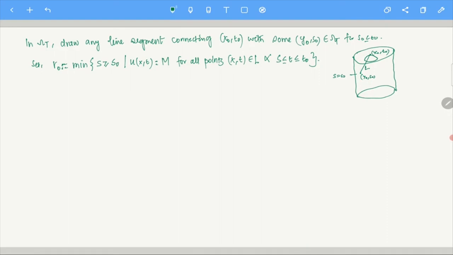I know that in this heat ball u is m. I am thinking of all these s which are greater than s naught; s lies here somewhere, so this is the range of s. And t is greater than s but less than or equal to t naught, of course, because this is the maximum t naught. We are looking for the minimum such s, where s is greater than s naught and u assumes its maximum. You set that s to be r naught.